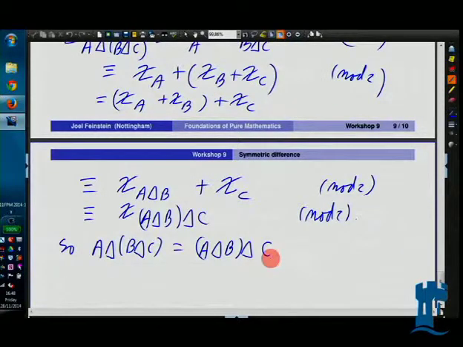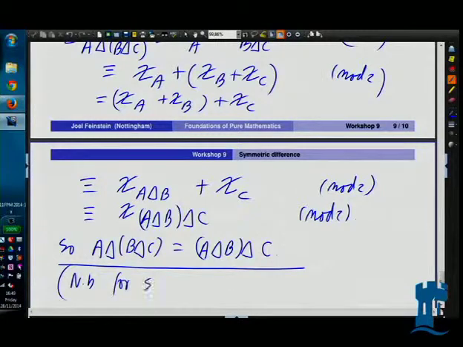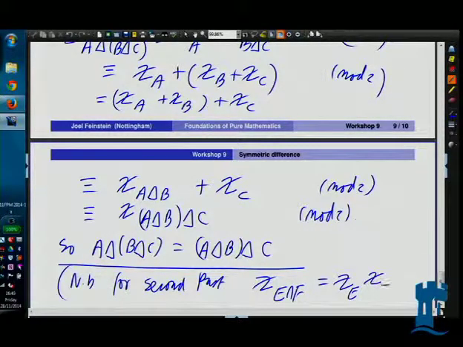And the other one works because when you do intersections, you're doing multiplication. So note the second part: the characteristic function of E intersection F is equal to the characteristic function of E times the characteristic function of F. So now you can do it with distributivity as well to get the other one. So that's how you do that.